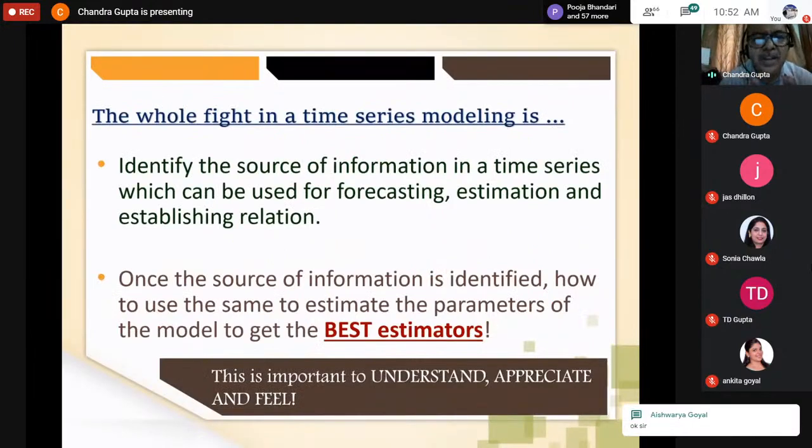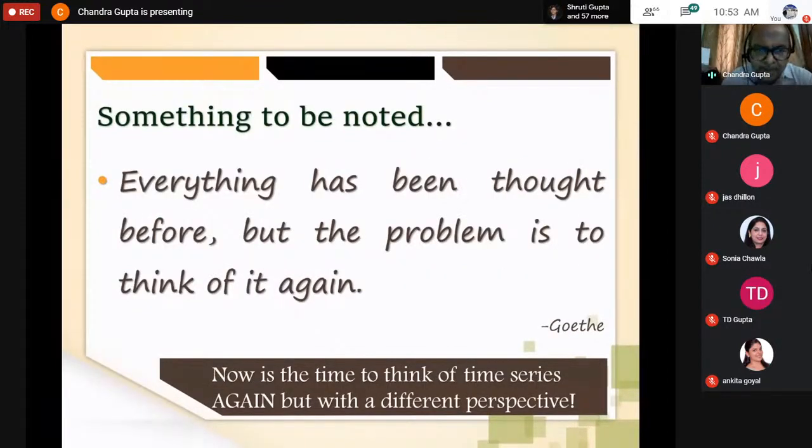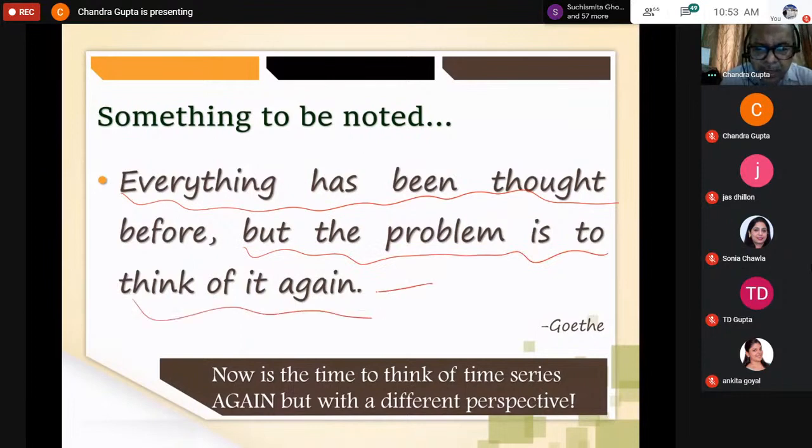So friends, the whole fight in time series modeling is to identify the source of information. And once you are able to identify the proper source of information, then you can have the best model and you can have the best estimators. That's important for us to understand, appreciate and feel. Okay. So something to be noted, it says everything has been thought before, but the problem is to think of it again with a new mindset. It's not that you are hearing about or studying time series for the first time, but we are studying it now with a different perspective, with a different mindset. Okay, so that's why I said everything has been taught before, but now we are looking at the same thing differently.